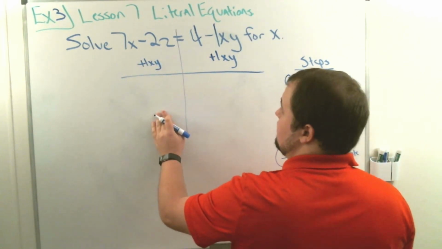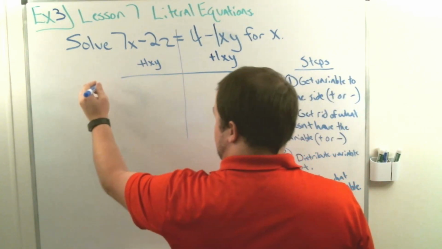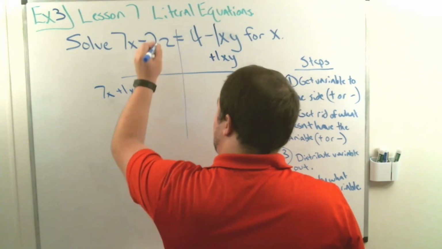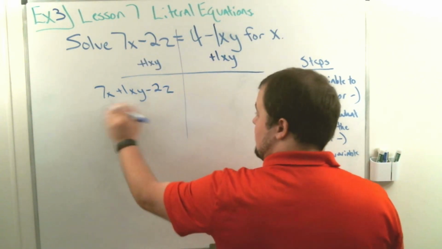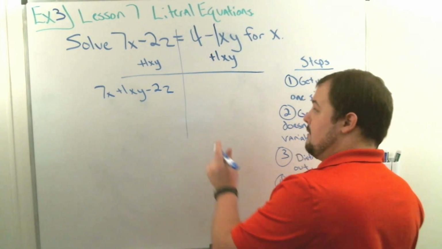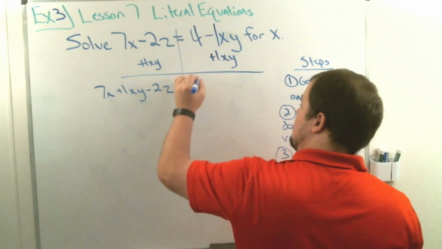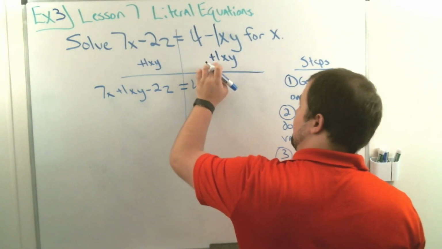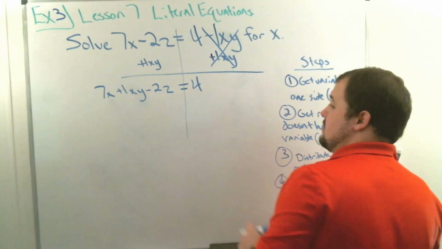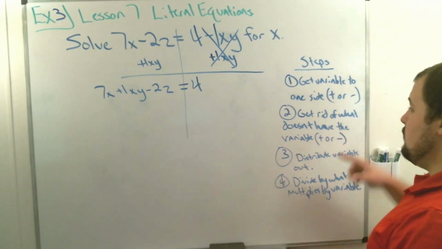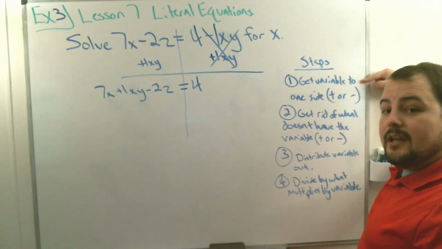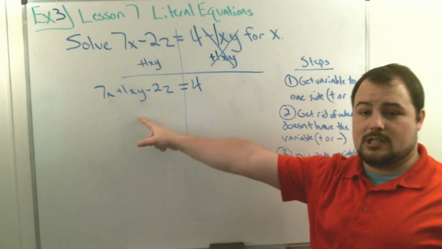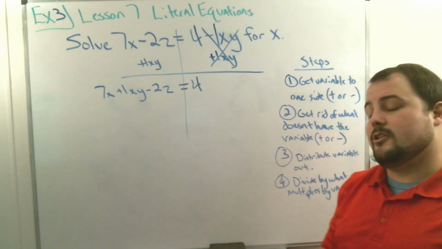I'm going to go ahead and draw a line. Well, I have 7x, so I'm going to write 7x plus 1xy minus 2z still on this side, and none of these can combine because none of them look the same, equals just 4. Negative 1xy plus a positive 1xy cancels each other out. So right now, the only thing we did was get the variable to one side. The variable that we want by itself is the variable x, and we just put it on the left side. Now it's only on one side of the equation.